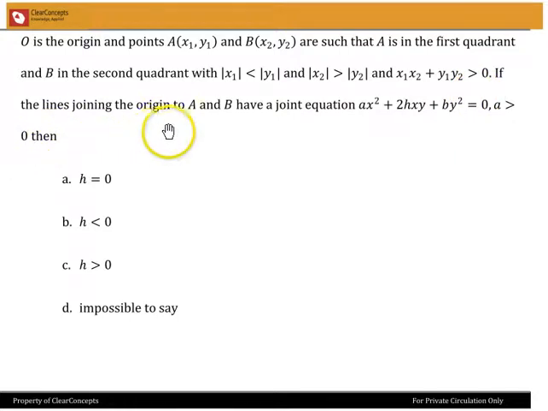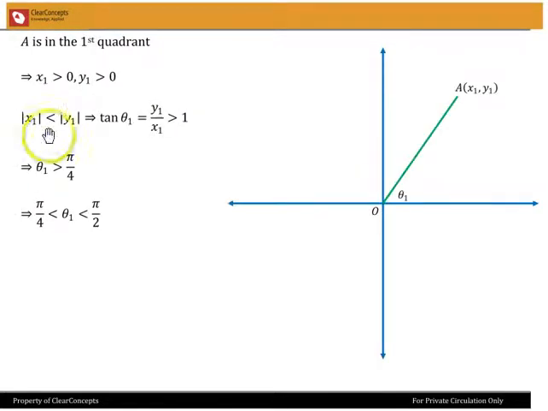If the lines joining the origin to A and B have a joint equation of ax² + 2hxy + by² = 0, where a is positive, we have to decide whether h is 0, negative, positive, or whether we are not able to say anything. So let's first take a look here. Let's get what we can out of the statements in the problem.